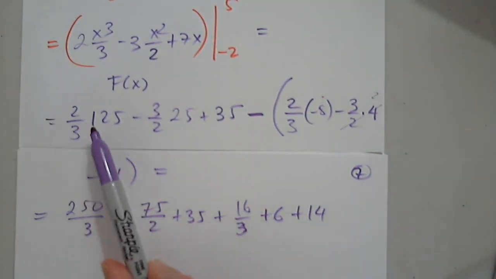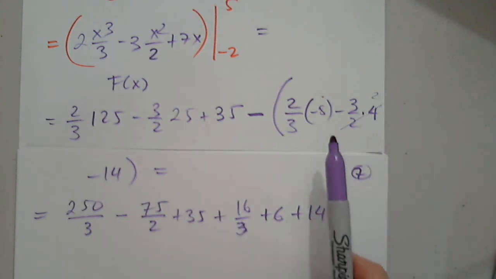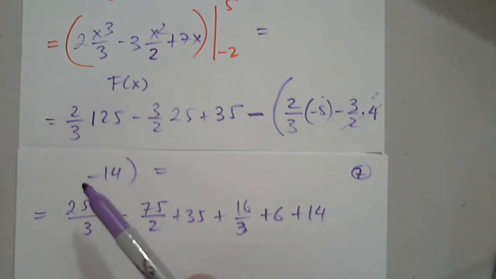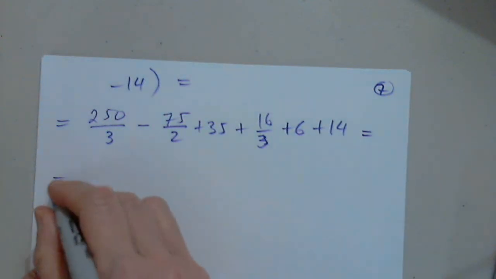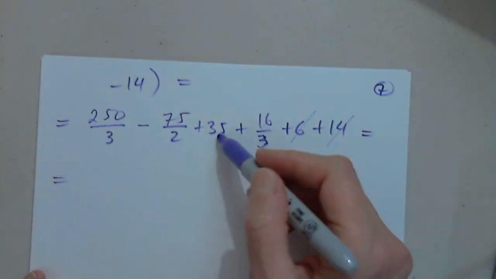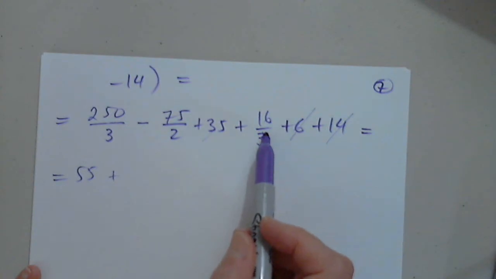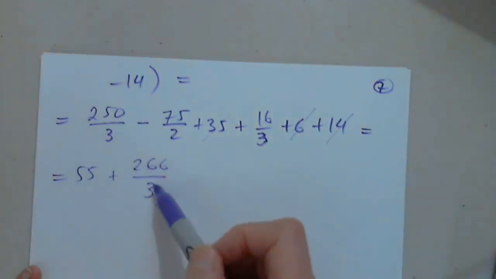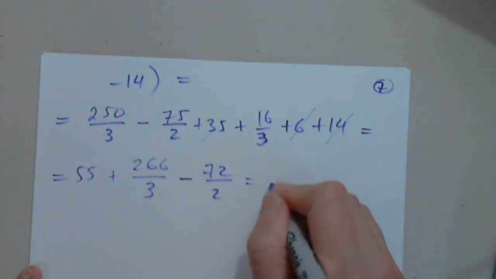Okay, I'm checking my numbers. 250 is correct, 75 is correct, 35 is correct, negative 16, yes, positive. This was negative 6, positive, negative 14, positive. Okay, good. Now, let's see what I do next. So this is 20. 20 plus this is 55. Now plus these two, 266 divided by 3 is not divisible, and minus 75 over 2.